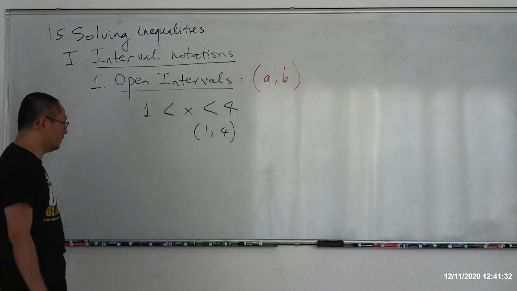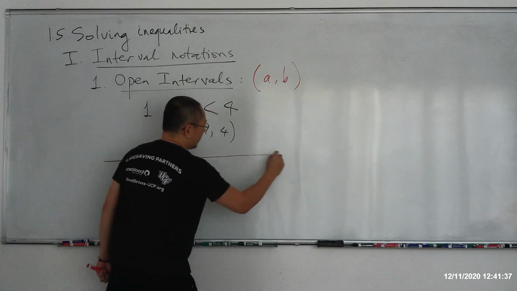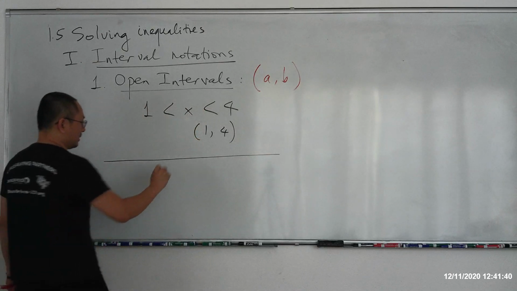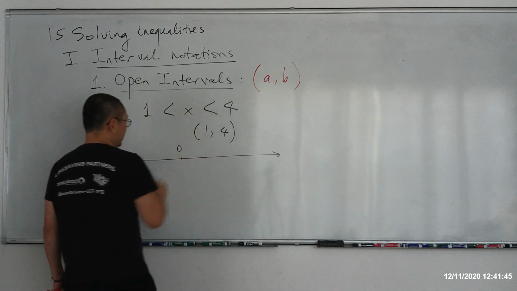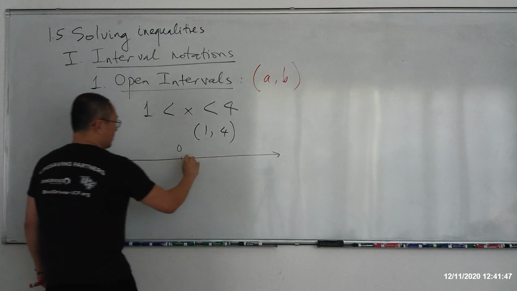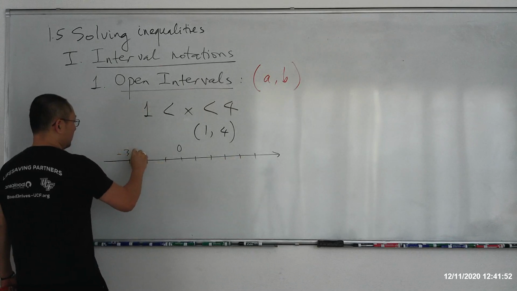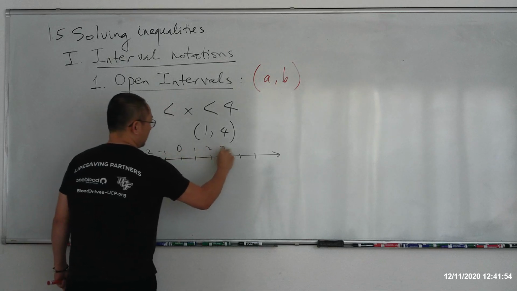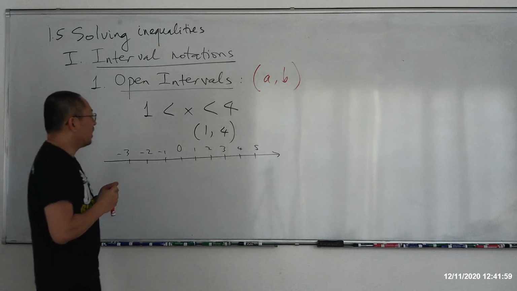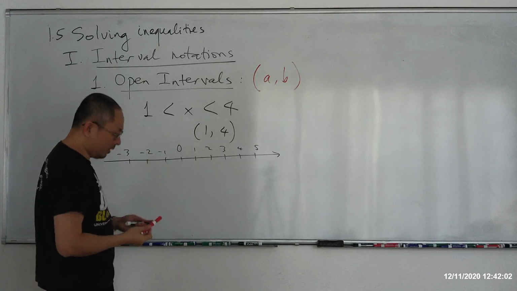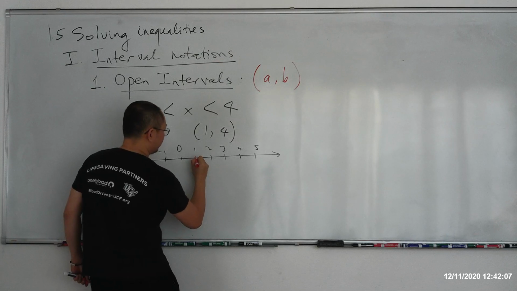Okay? And we also have another way to express the inequality using something called the number line. This is a number line. Then 0 here is the origin. 1, 2, 3, 4, 5, negative 1, negative 2, negative 3. To indicate that we are looking at all the values of x between 1 and 4, we're going to highlight the line segment from 1 to 4.